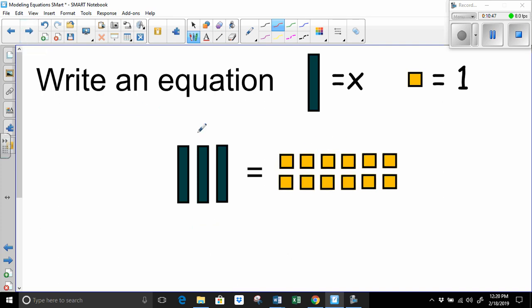For the last problem, it asks us to write an equation again. For this one, we have 1 bar equaling x, and we've got 1, 2, 3, so that's 3 x's equals, and then we just need to figure out how many singles. 1, 2, 3, 4, 5, 6, 7, 8, 9, 10, 11, 12. So it equals 12. Then we would need to figure out how much each bar would get, and we could do that by dividing by 3. If we put these into 3 groups, we would end up with 1 bar equaling 4. So this is how you model equations with your multiplying and your adding.